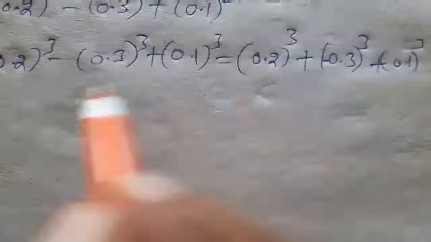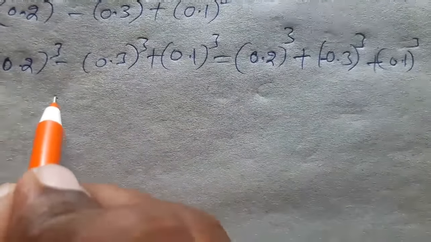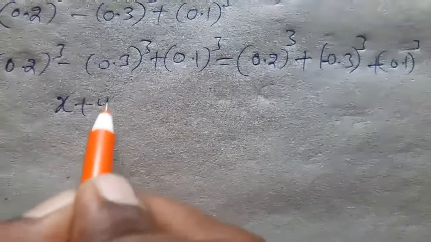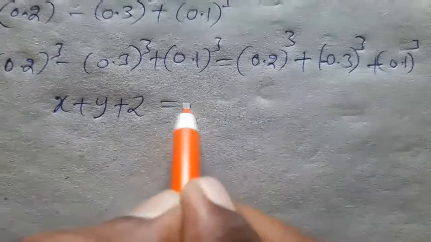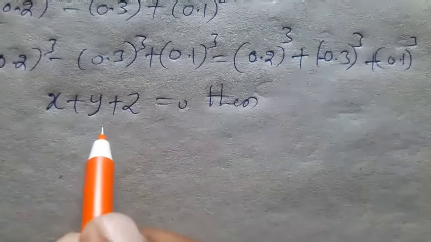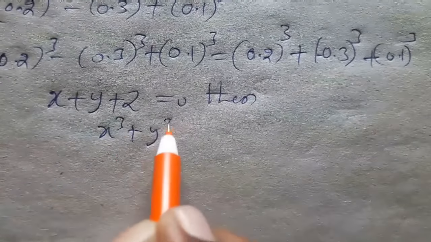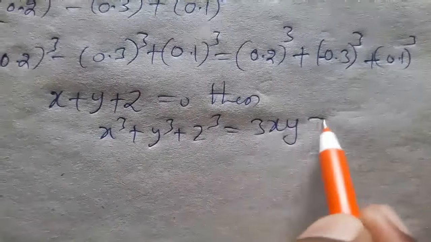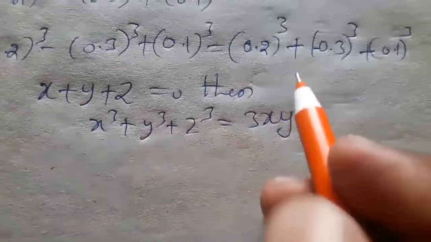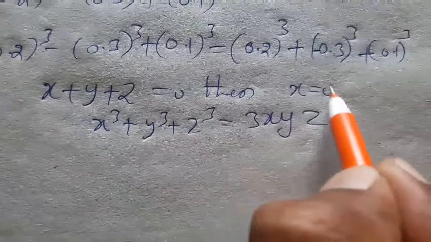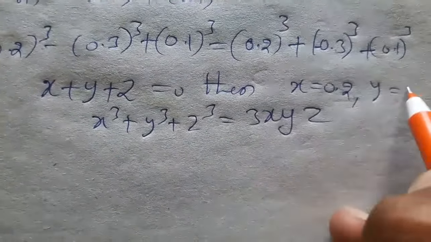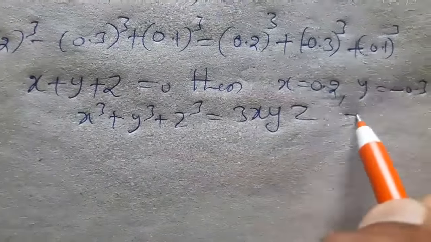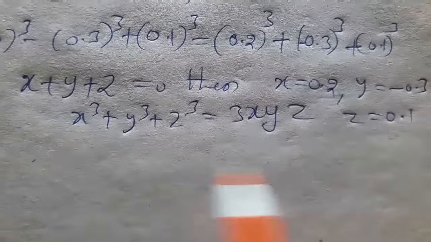Now here the sum of the bases, x + y + z, equals 0. Then what is the formula? x³ + y³ + z³ is equal to 3xyz is the formula, isn't it? Now what is the x value here? x equals 0.2, y equals −0.3 and z equals 0.1.